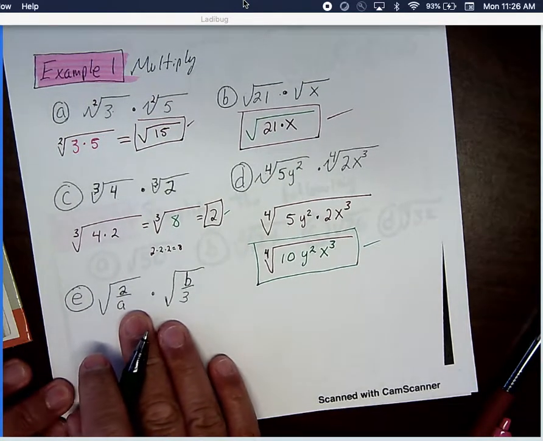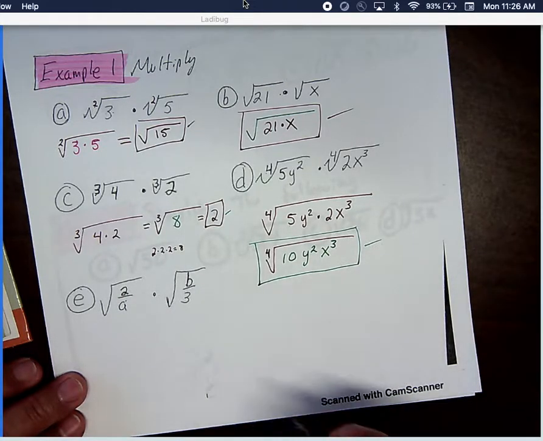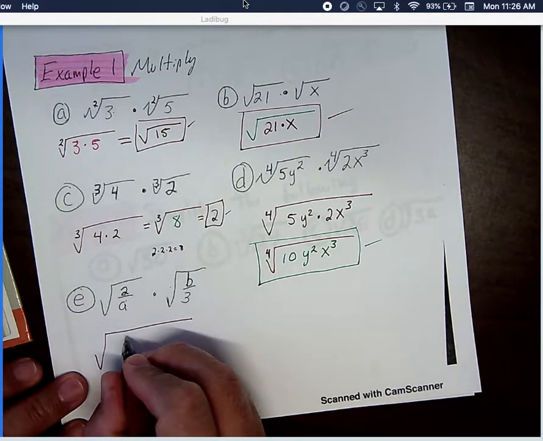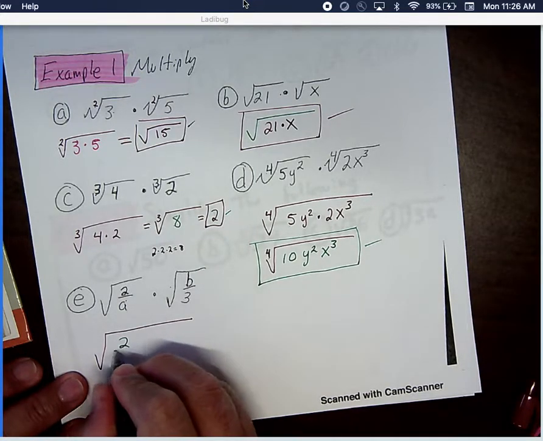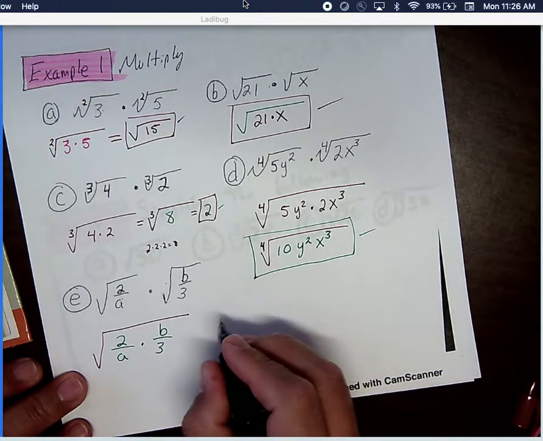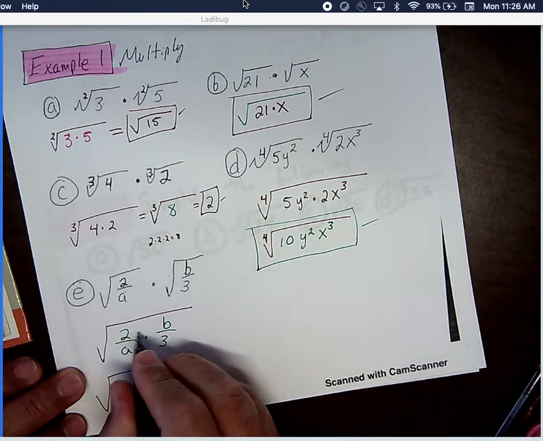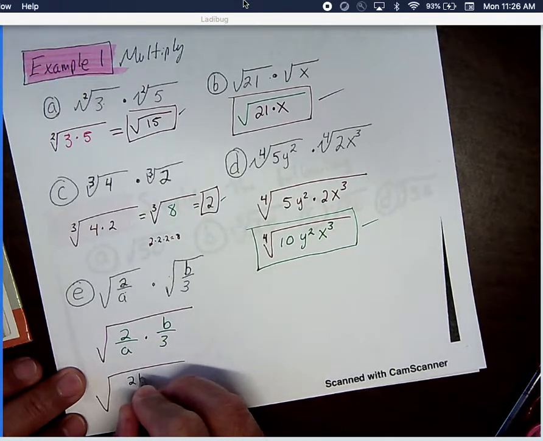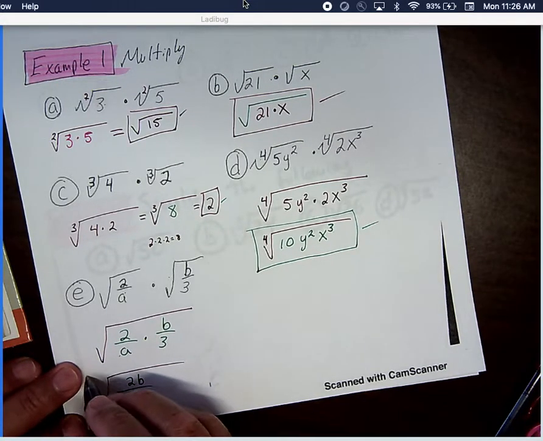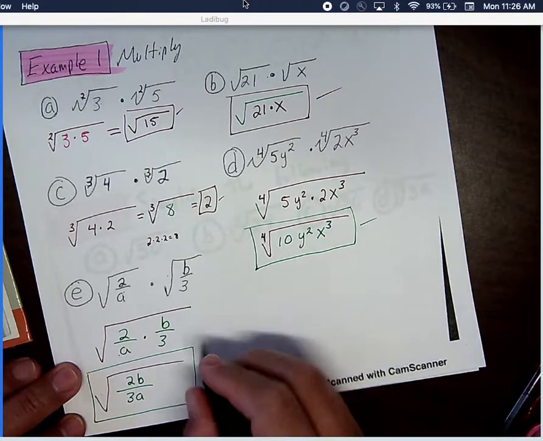So now this one, quotients, fractions, rational numbers inside the radicals, they have the same root, so you are able to put them together. So you would have 2 over a times b over 3. And then, so you multiply across, 2 times b would be 2b, a times 3 would be 3a. And that would be the answer for this one. There's no square root of 2 or b or 3 or a, so that would be the answer.